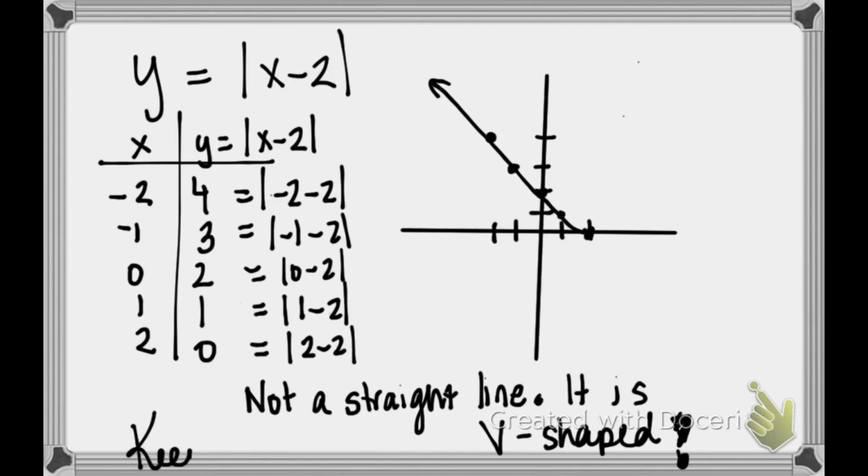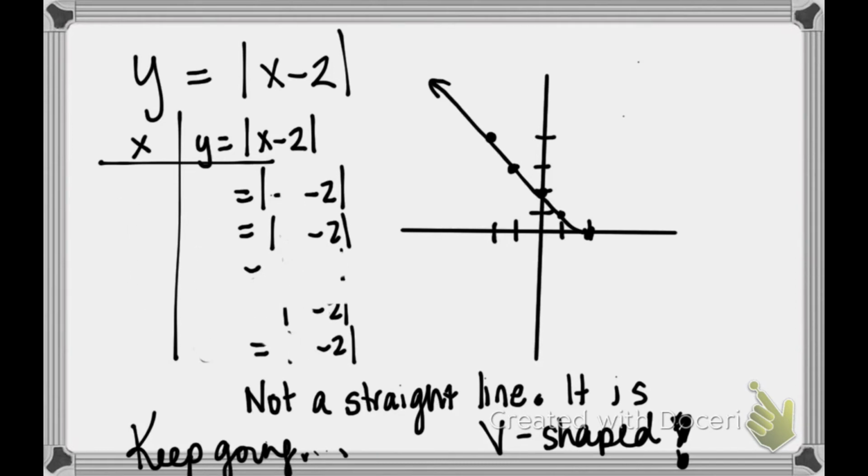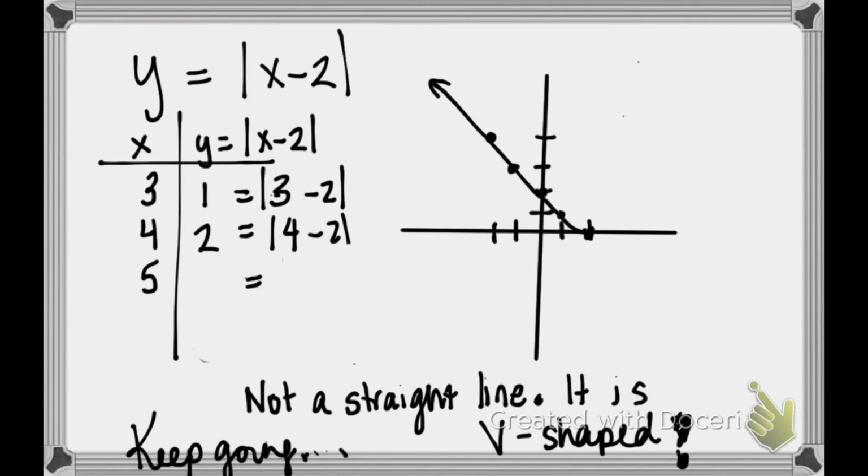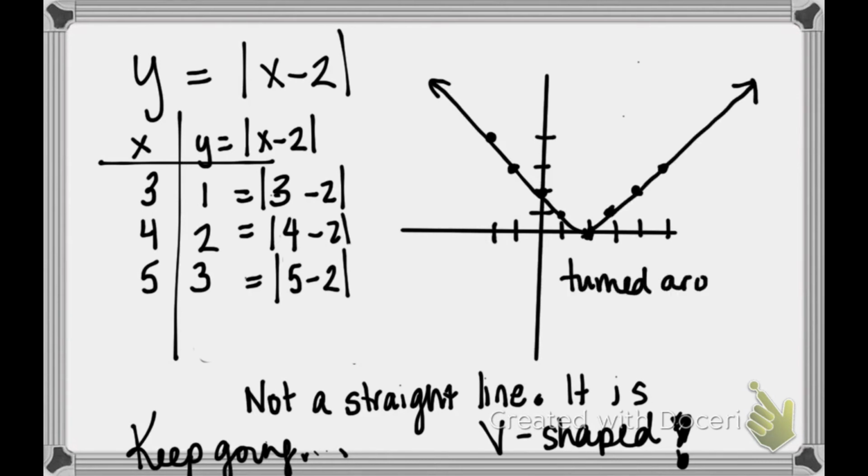If I keep going, it looks like I should probably go to 3, 4, 5, something like that. So let me erase the t-chart and I'll plug in values x equals 3, 4, and 5. Now I'll plug in the same x minus 2, absolute value of that. 3 minus 2 is 1, absolute value of 1 is 1. Plot those points. 2, 4, 2, 5, 3. Follow the line. I can see my V now, and I can see that my turnaround point is at 2, 0, where x equals 2 and y equals 0.